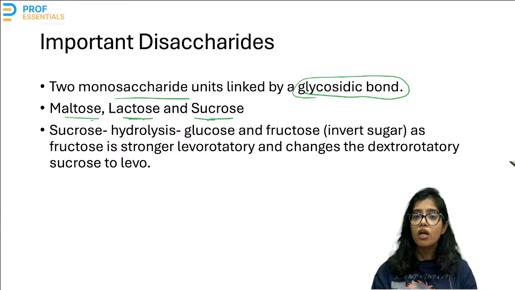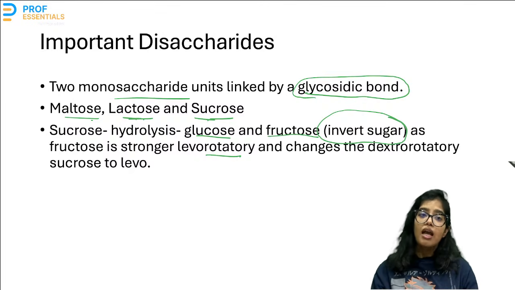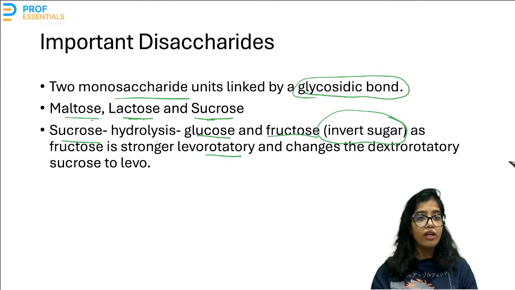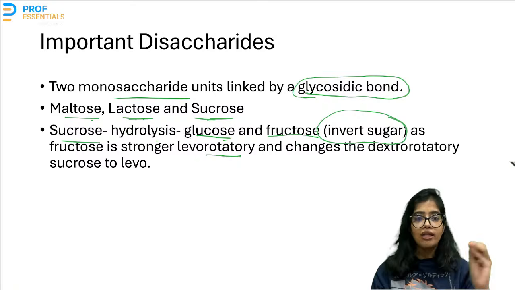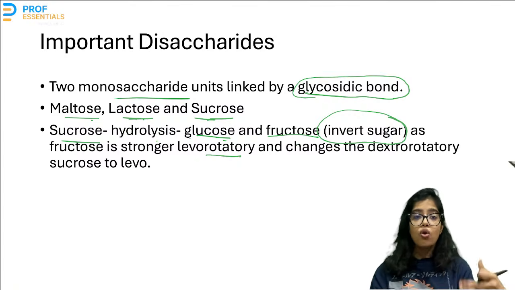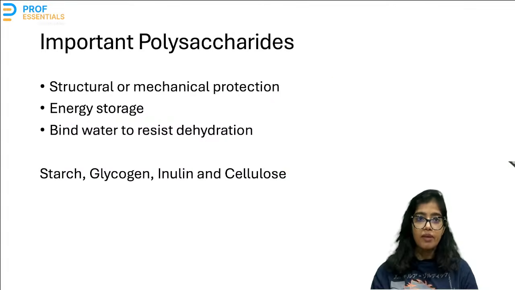You're going to get a short note on invert sugar, maybe a definition or something. There you're going to explain about optical isomerism. You're going to explain about the structure of fructose and glucose and the structure of sucrose, and how sucrose on hydrolysis is going to form glucose and fructose, where fructose will change the optical isomerism of sucrose from dextrorotatory to levorotatory, because it is very strongly levorotatory. Therefore, it is called invert sugar. Okay. So this was all about the important disaccharides.